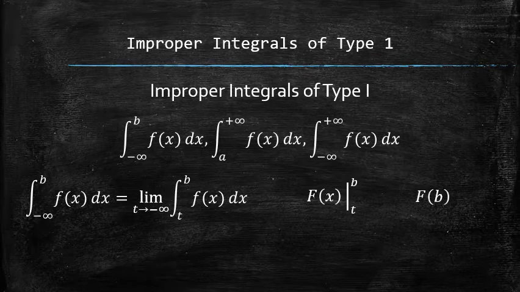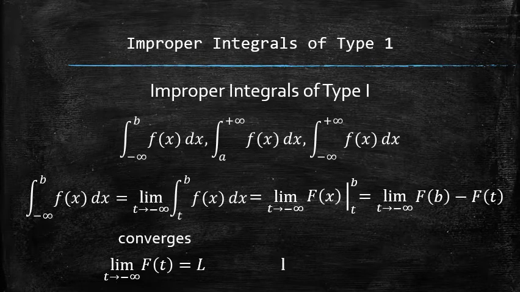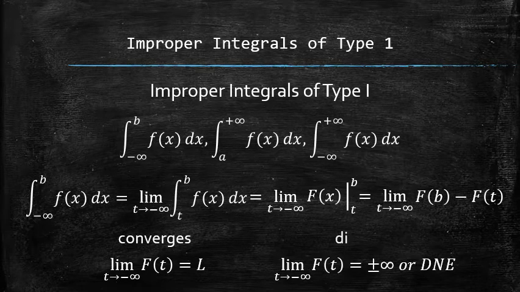Now that we don't have to worry about the infinity in the lower limit, we can find the general antiderivative and apply the fundamental theorem of calculus, and only then focus on finding the limit of the resulting function in terms of the new variable t. If the limit is finite, then we say that the original integral converges. Otherwise, if the limit is infinite or doesn't exist, we say that the original integral diverges.